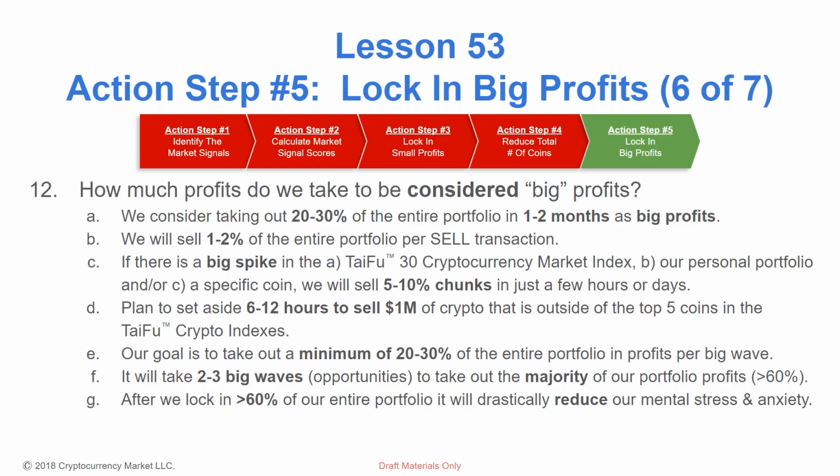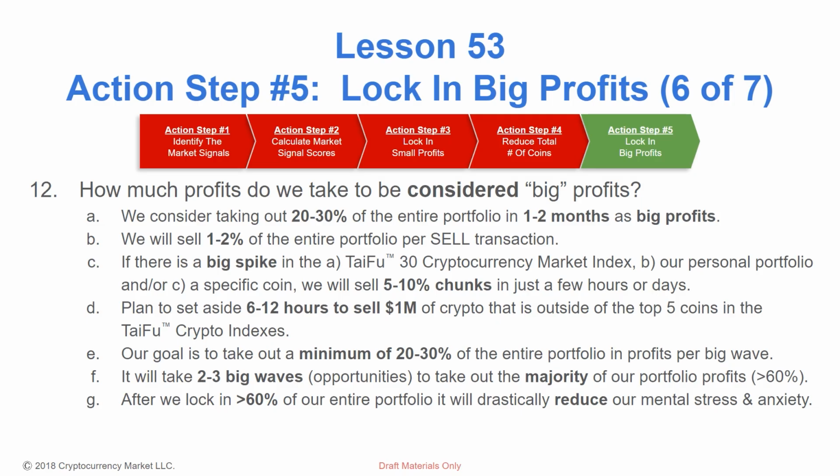We mentioned the top-down method multiple times in this course already, and I'm going to use that idea and that concept again. If there's a big spike in the broad markets, which is the Taifu 30 cryptocurrency market index, and there's a big spike in our personal portfolio and/or a big spike in a specific coin, then we will sell 5 to 10% chunks in just a few hours or days when that big spike happens.